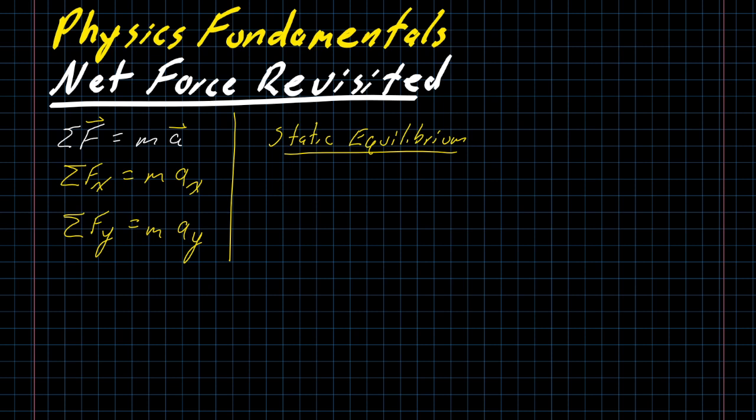An object in static equilibrium is an object where the velocity is equal to 0 and the acceleration is equal to 0. Compare that to dynamic equilibrium, where the velocity is not actually 0, but the acceleration is still 0. In either case, an object in motion remains in motion at a constant speed. An object at rest remains at rest. The net force is equal to 0. And so that's something that I want to think about.